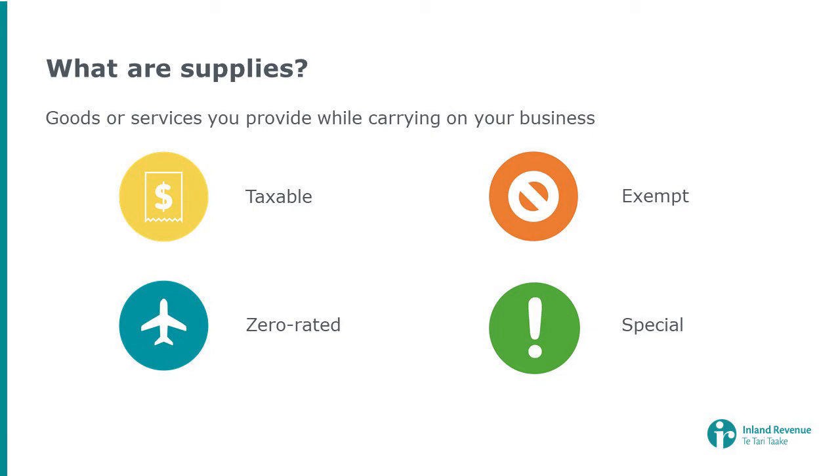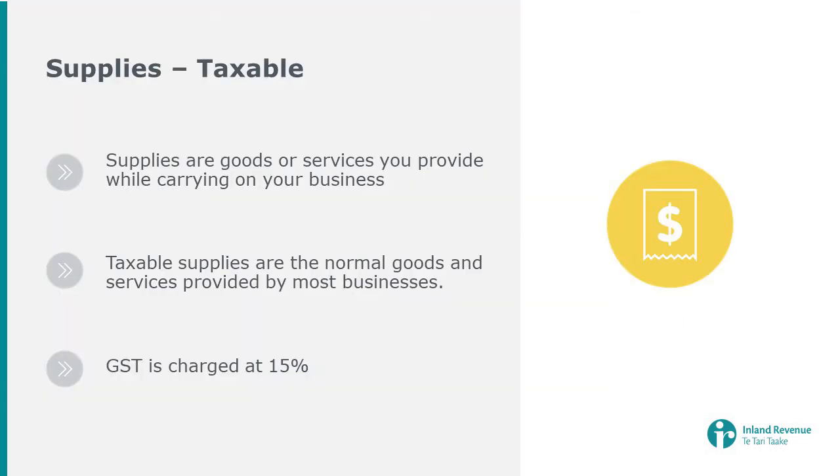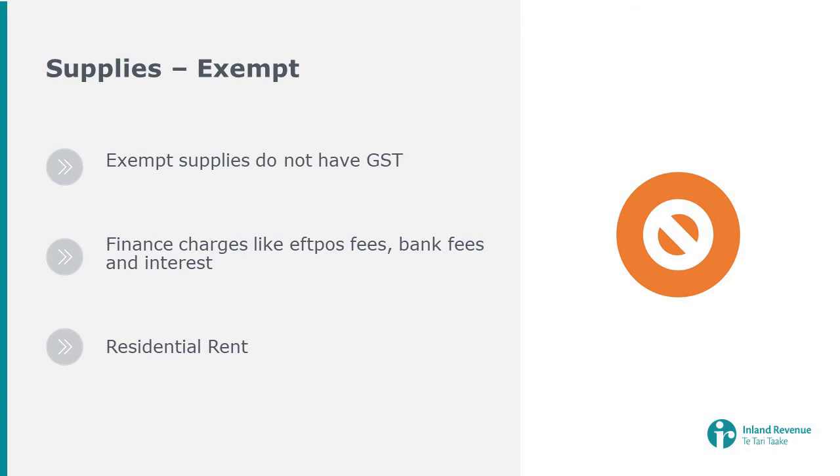For GST purposes, supplies are dealt with differently depending on the type of supply. There are 4 types that we'll discuss here. Taxable supplies are your regular sales and expenses and include GST at 15%. Exempt supplies are transactions that don't have GST and therefore are not included in your GST returns.